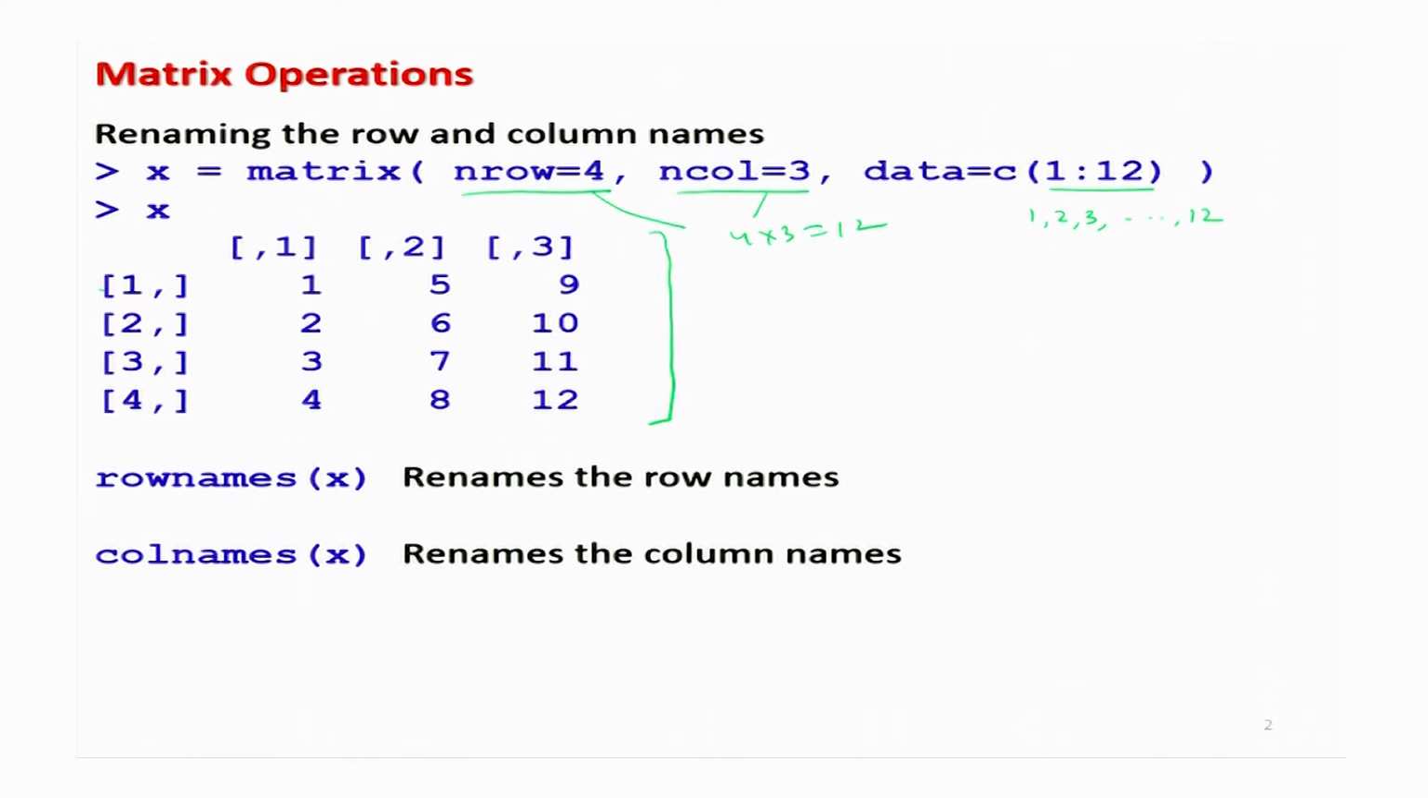So you can see here, this is my first row, this is second row, this is third row, and this is here fourth row. And similarly here, this is first column, this is second column, and this is here third column. You just try to follow my pen, where I am writing.